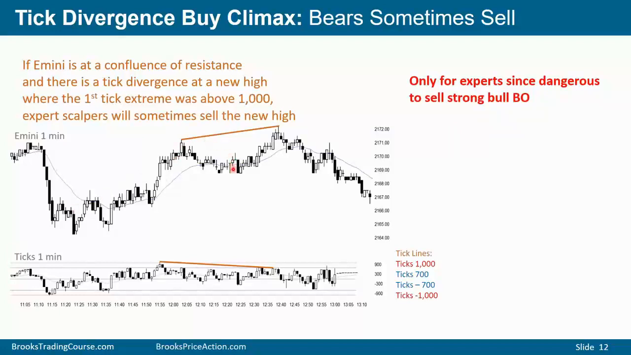We have a bull trend on the 1 minute chart, and it's pretty strong right here. Therefore, only experts should ever consider selling a tick divergence in a reasonably strong bull trend. It's just too easy to make mistakes. And remember, this is a 1 minute chart, and most traders should not be trading the 1 minute chart. However, as I said, experienced traders are looking for scalps, and some of them do trade 1 minute tick divergences and 1 minute tick extremes.